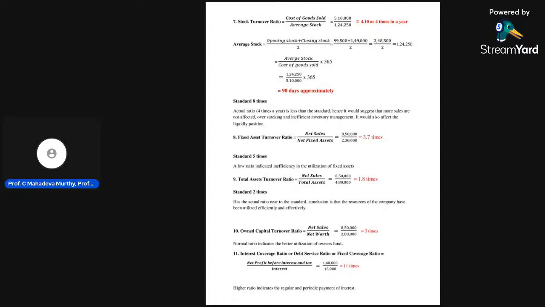The 10th one is net worth, the owned capital turnover ratio. Owned capital is nothing but net worth, equity. Net sales divided by net worth, 8,50,000 divided by 2,80,000. That is 3 times. Then the normal ratio indicates better utilization of the owner's fund. Yes, that is the narration of this.